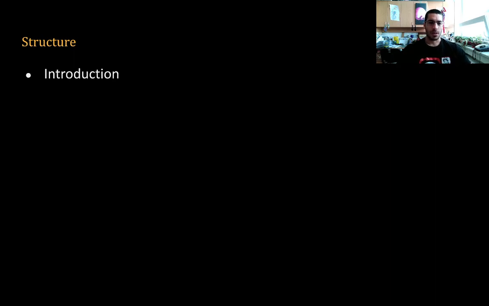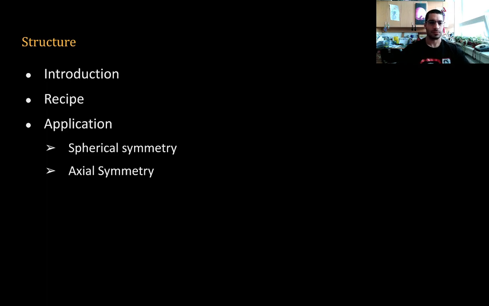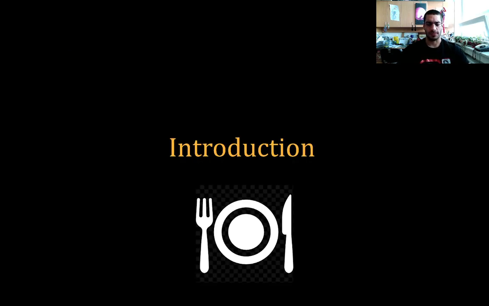So for this, we are going to first introduce virial identities, and why this is important. We'll show a recipe for the computation, some applications, in particular spherical symmetry and axial symmetry, where we are going to see the importance of the Gibbons-Hawking-York term, which is a boundary term. We'll show a Smarr-like identity and the conclusion.